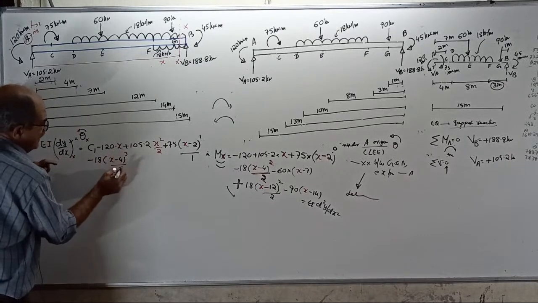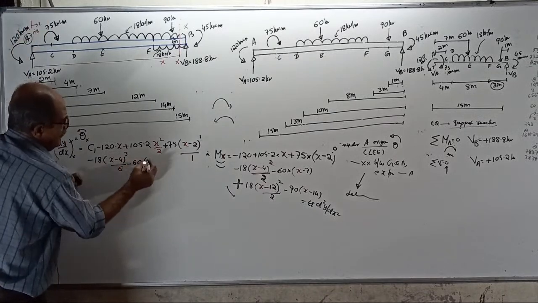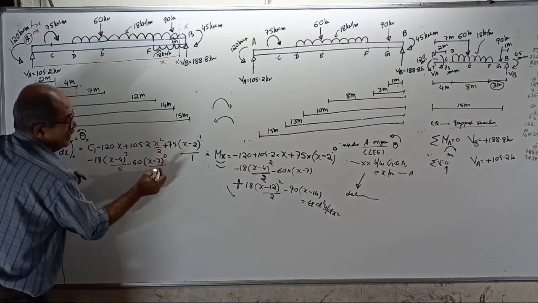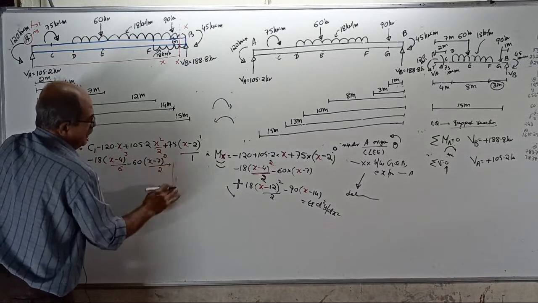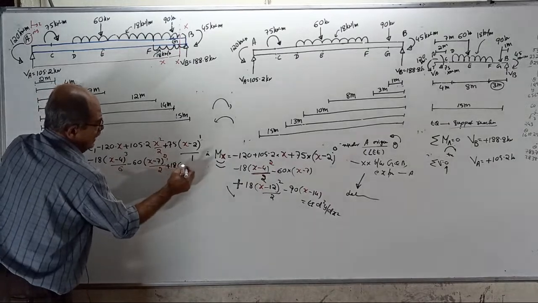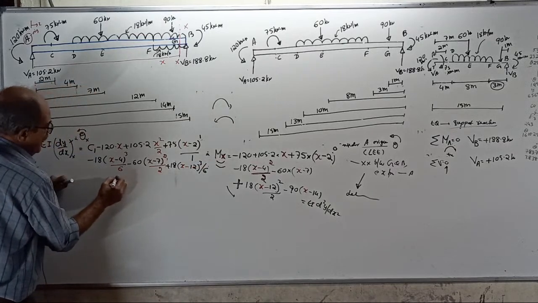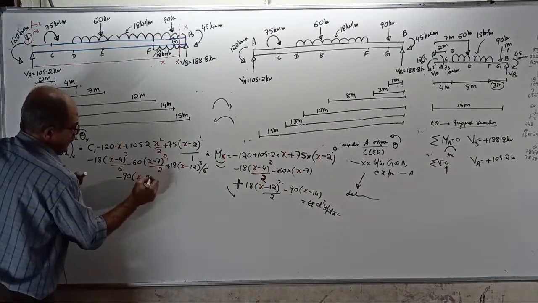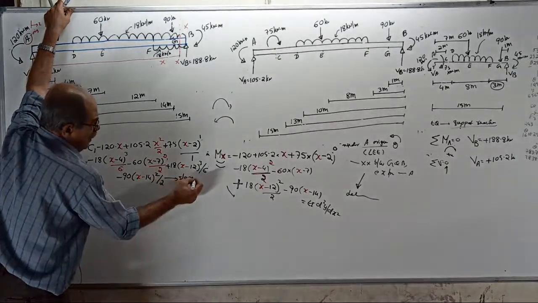Cube by 6. Minus 60 into x minus 7, whole square by 2, plus 18 into x minus 12, x minus 12 cube by 6, then minus 90 into x minus 14, x minus 14 square by 2. This is going to be your slope equation.